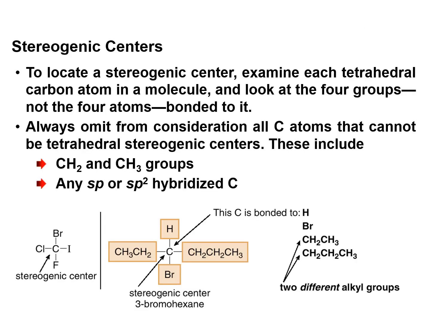So, stereogenic centers. To locate the stereogenic center, examine each tetrahedral carbon atom in the molecule and look at the 4 groups, not 4 atoms bonded to it. So always omit from consideration all carbon atoms that cannot be tetrahedral stereogenic centers. Also, the principal criterion for identifying the existence of a stereogenic center is looking at the tetrahedral carbon rather than the remaining carbon.